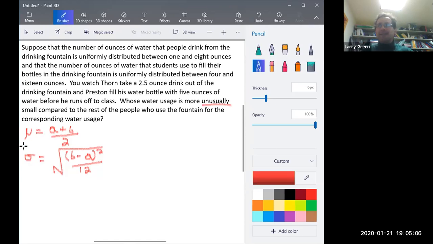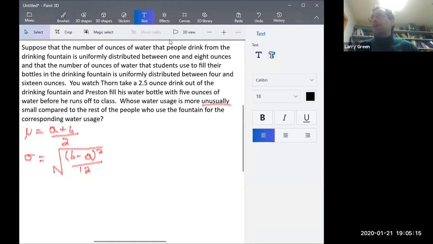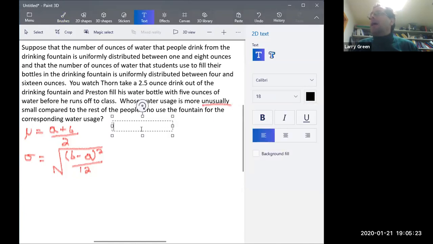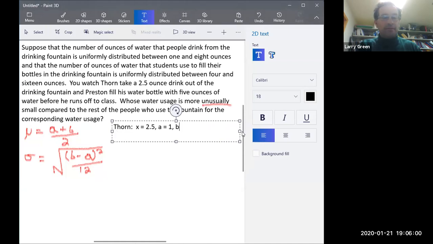Okay, so once we have these formulas, now we can just figure out what we've got. Let's start one person at a time. Let's see who was first on this one. Thorn. For Thorn, you watched Thorn take a 2.5 ounce drink out of the drinking fountain, so that is x. Thorn took a drink right out of the drinking fountain that has a 1 to 8, so a equals 1, b equals 8. Any questions on that so far?